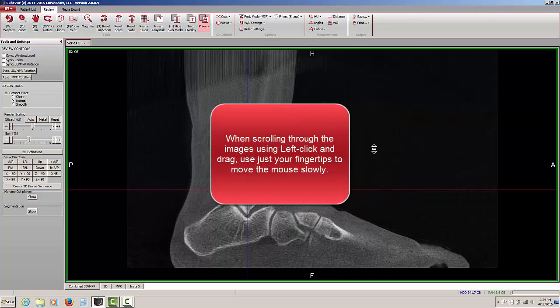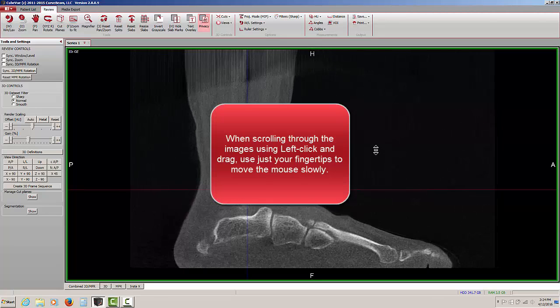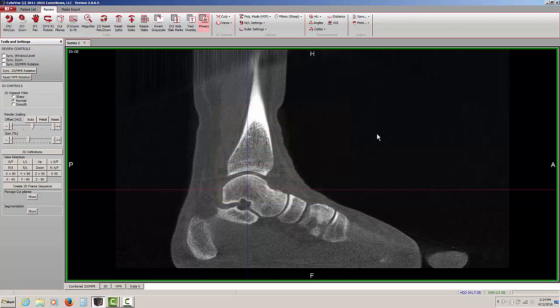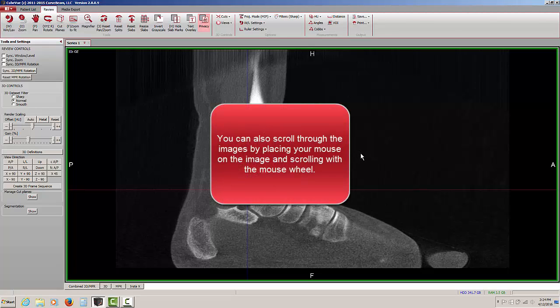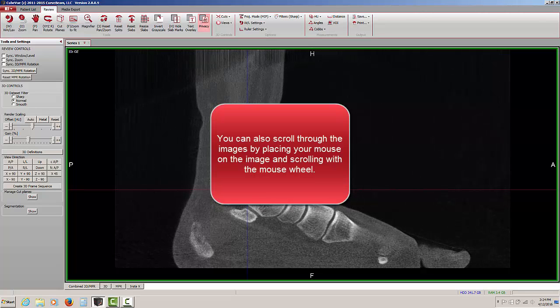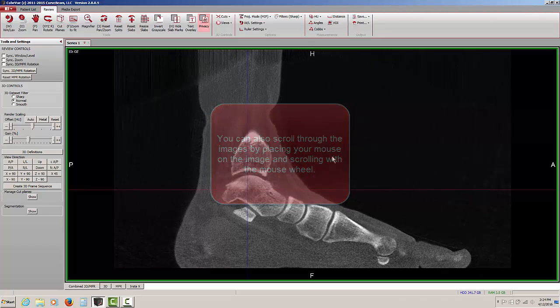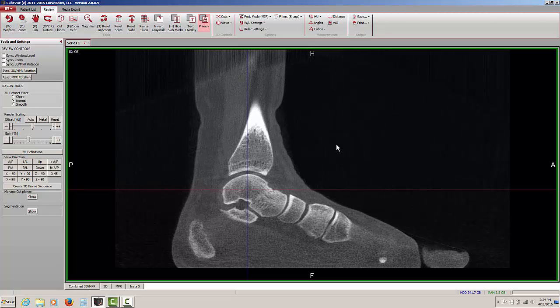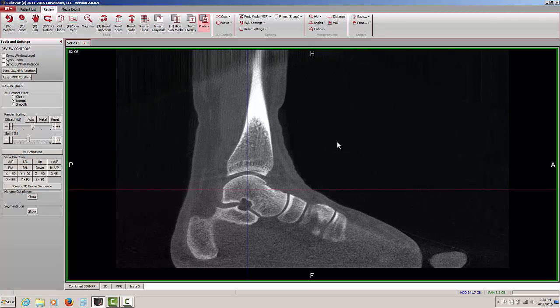I am only using my fingertips to move the mouse very slowly, just a couple of millimeters at a time, and I can advance very quickly through the volume. I have two other ways that I can scroll through the volume as well. One is to use the scroll wheel on my mouse if I happen to be using a regular mouse as opposed to the touchpad. And as I scroll, you'll notice that the image is changing. I'm advancing through the volume. Scrolling in the opposite direction, I will advance through the volume in the opposite direction.